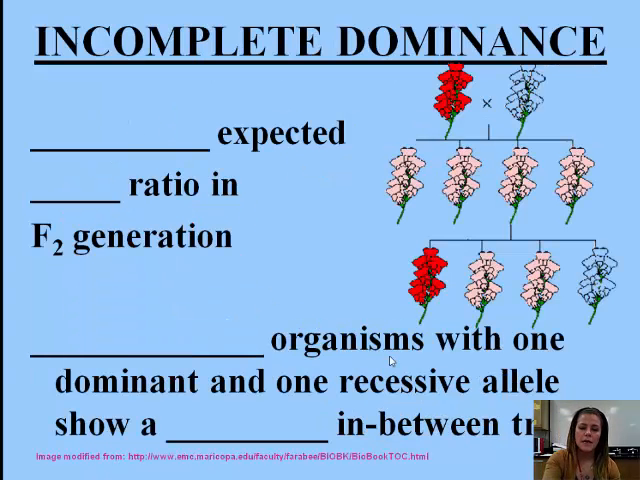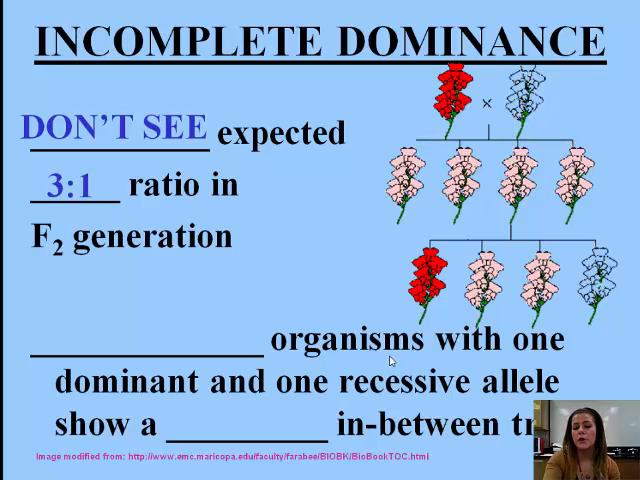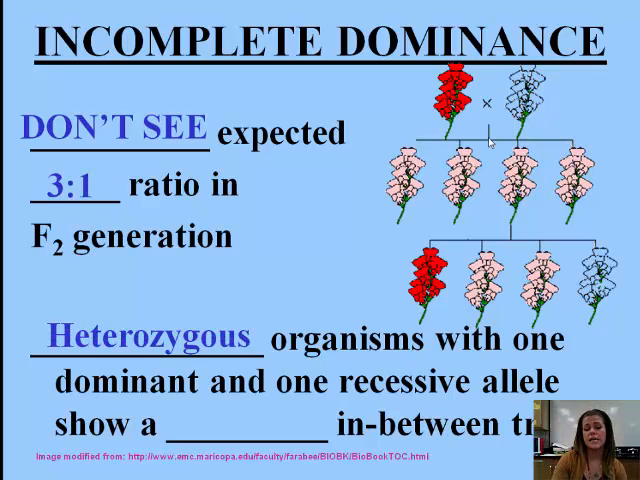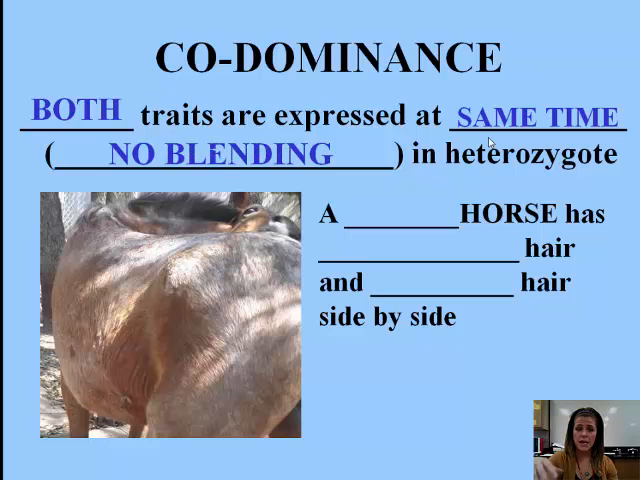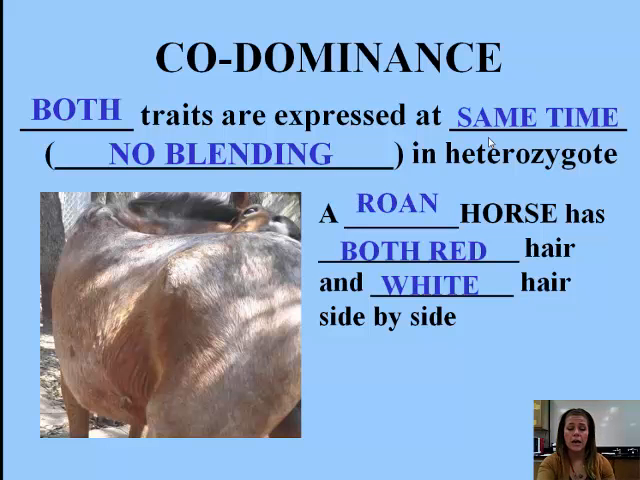So in incomplete dominance, we don't see the expected 3-to-1 ratio, where we actually see the heterozygote organisms with the dominant and recessive allele both showing, or like a blend between the two. So incomplete dominance, one's not completely dominant over the other. It's blended. Codominance, both traits are expressed at the same time. So we would say no blending in the heterozygotes, but we see both of them. So a roan horse has both red hair and white hair side by side.